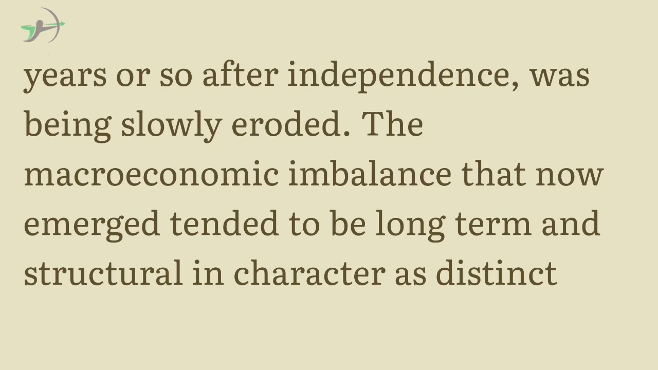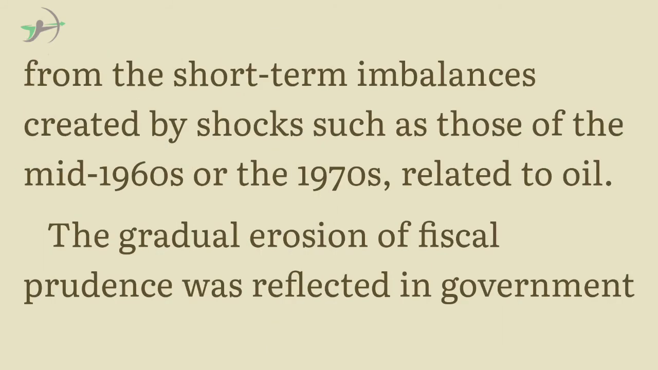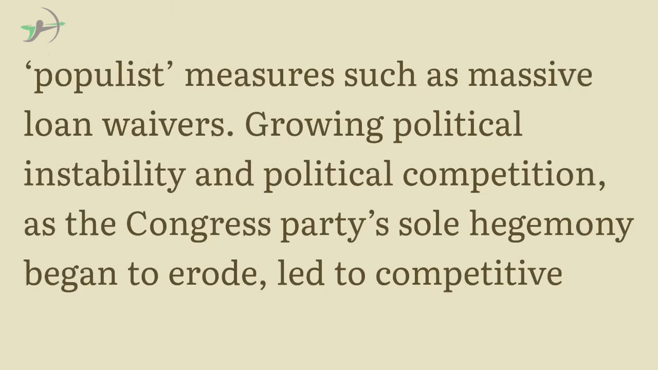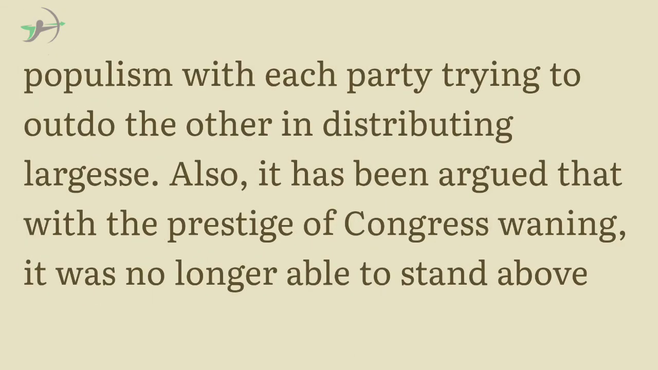The macroeconomic imbalance that now emerged tended to be long-term and structural in character, as distinct from the short-term imbalances created by shocks such as those of the mid-1960s or the 1970s, related to oil. The gradual erosion of fiscal prudence was reflected in government expenditure rising consistently, mainly because of the proliferation of subsidies and grants, salary increases with no relationship to efficiency or output, overstaffing, and other populist measures such as massive loan waivers. Growing political instability and political competition, as the Congress party's sole hegemony began to erode, led to competitive populism, with each party trying to outdo the other in distributing largesse.